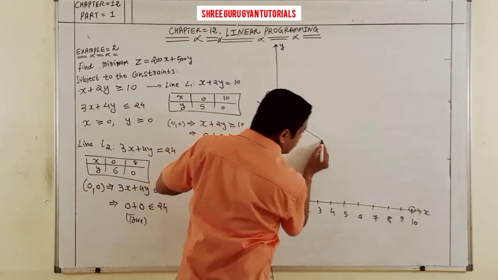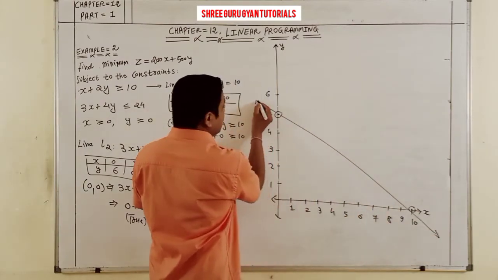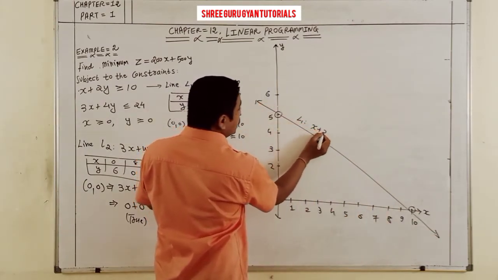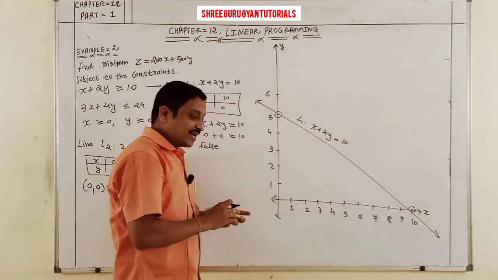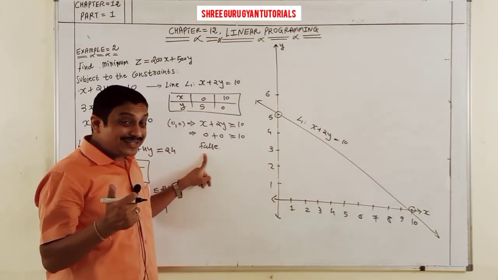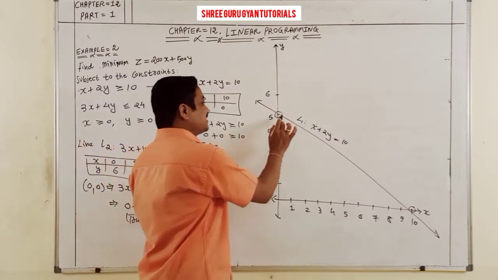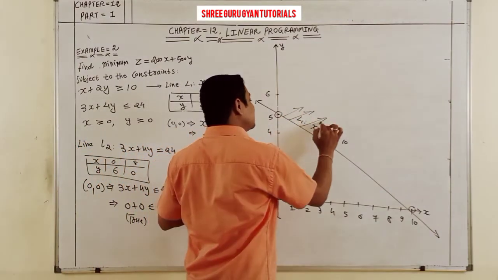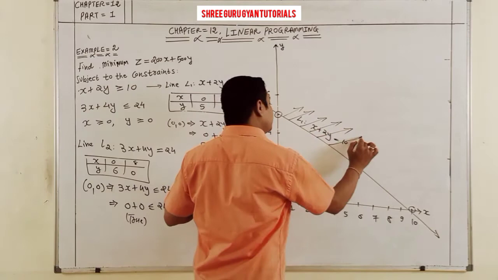Plot both and go to line L1, shading x plus 2y is equal to 10. But students, check, is this your origin side? No, it is not towards the origin. So the answer is the opposite side to the origin. This side my graph is going.